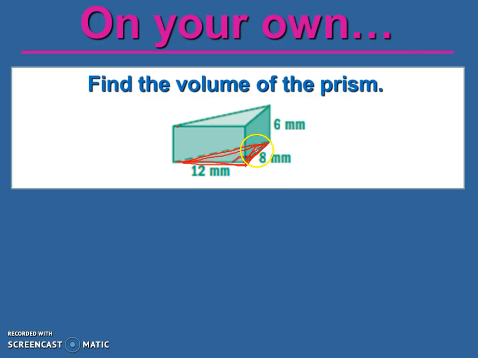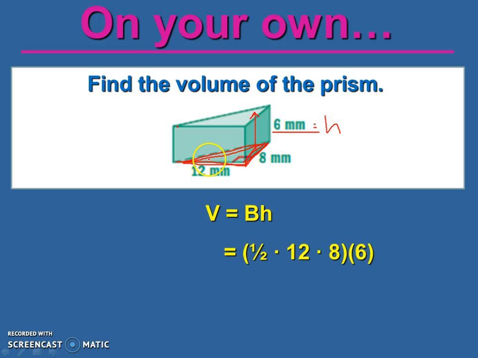All right, and so height, hopefully you said, is that distance between the bottom triangle and the top triangle, which would be 6. That's my height. And so for the area of the base, hopefully you had done half of 12 times 8, which is going to be 48 times that height of 6 for a grand total of 288 cubic millimeters.